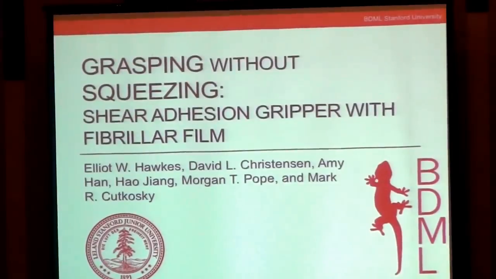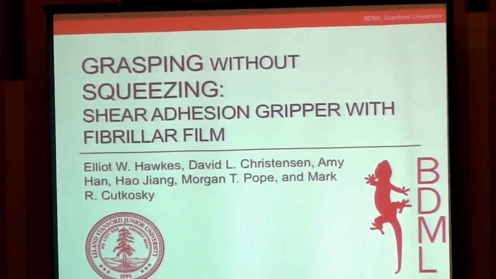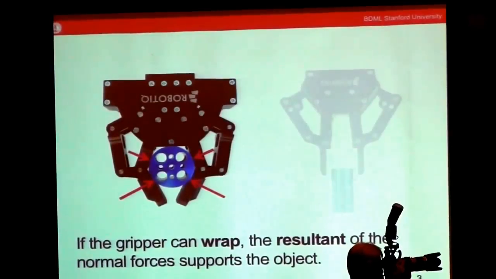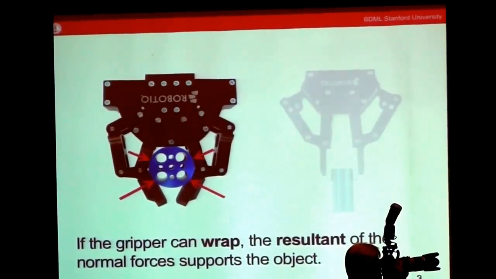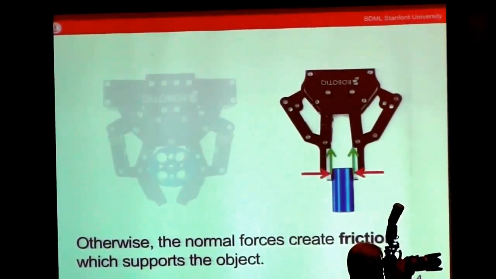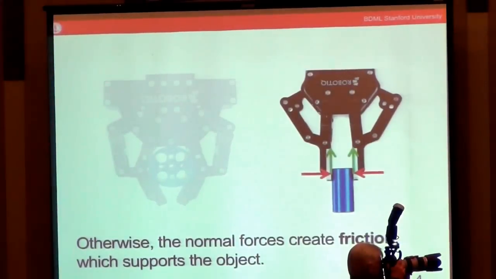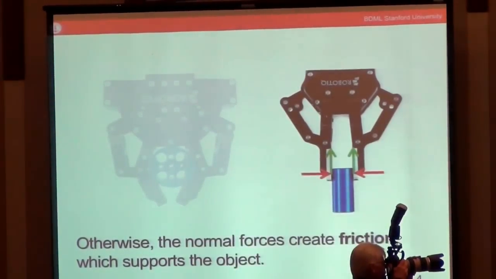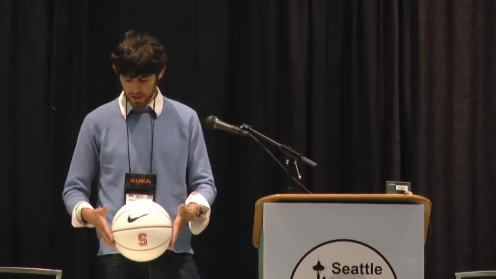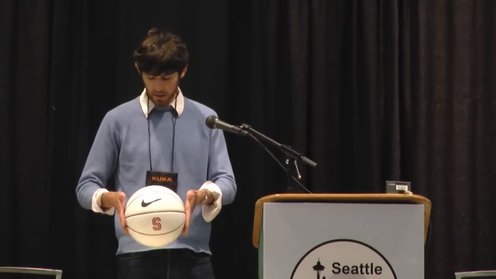Welcome. So I'm Elliot Hawks from BDML at Stanford University. Most grasping in traditional robotic grippers is done with normal forces. For instance, the gripper on the left, when it's picking up, can wrap around the object, which allows it to apply normal forces to support the object. However, in the case on the right, we can't get around the object, so we're going to squeeze it to grasp it. What's going on there is we're applying these normal forces, but it's actually the friction that's tangent to the surface that's holding the object and supporting the weight.